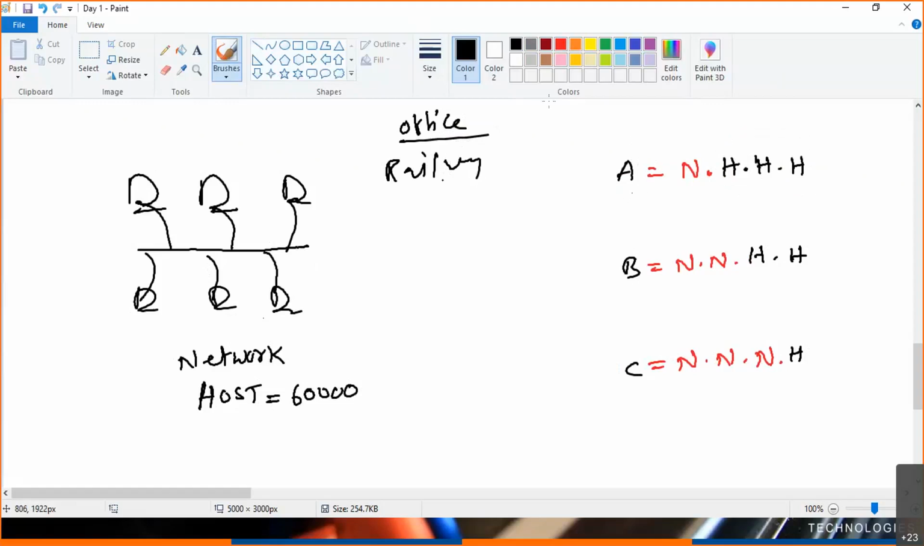Example, if we take the railway department, like Indian Railways, very huge number of hosts are available. The entire railway department is one network, right? But in that, how many devices is there? How many hosts? A very large number of hosts. So they use class A addresses.